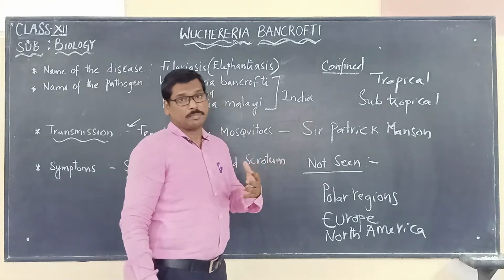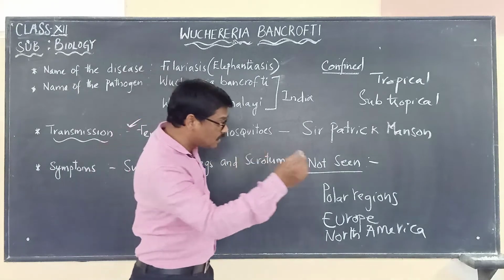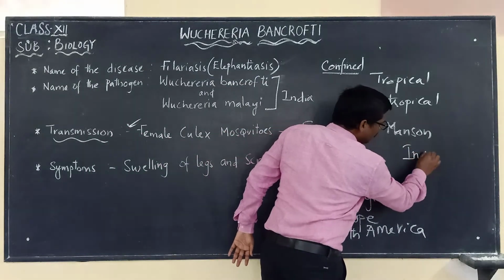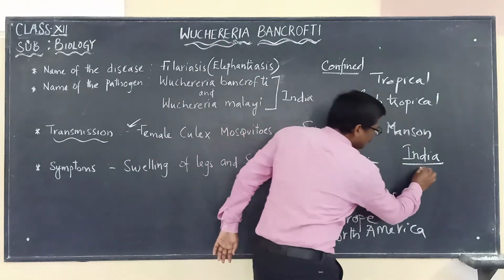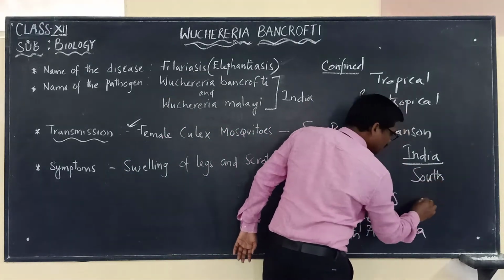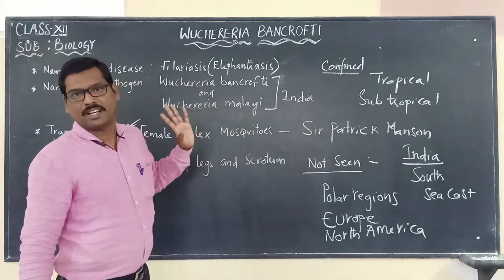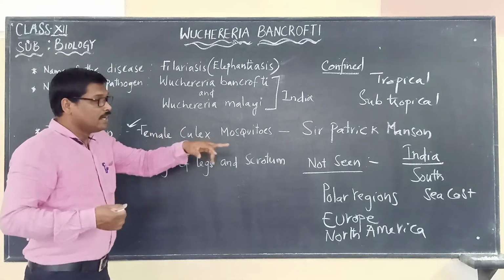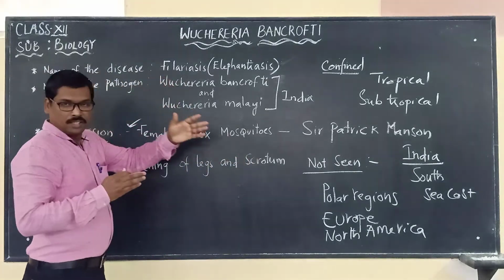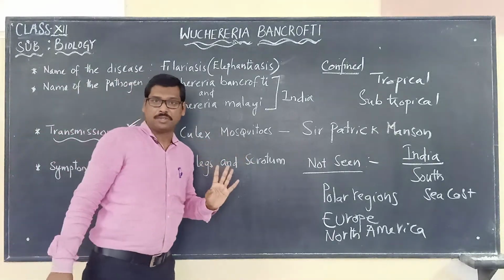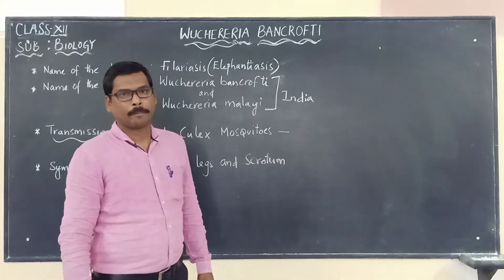So tropical and subtropical regions are the most important parts that are being infected with this. And in India, it is in the southern part, in the sea coast regions, that we see people more infected with this particular disease. In the south, in the sea coast regions, it is seen spreading more. So that is another point we have to keep in mind when we talk about India.